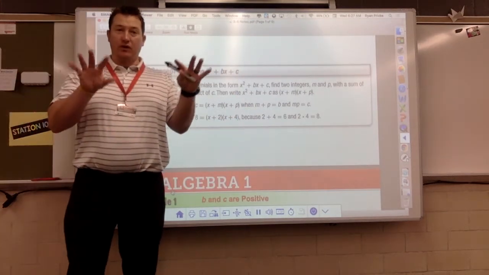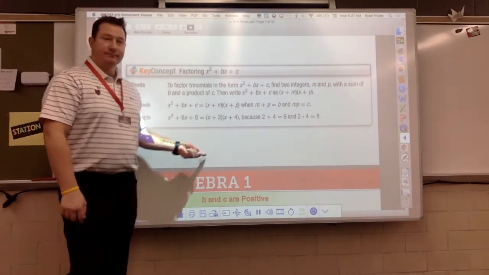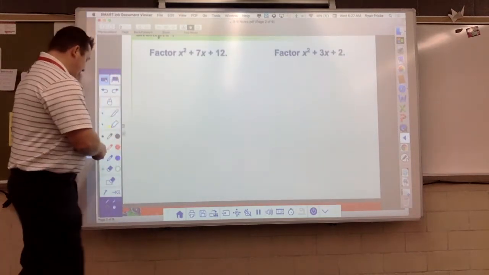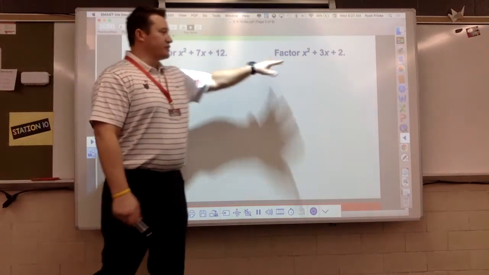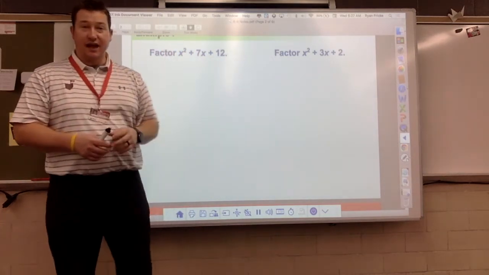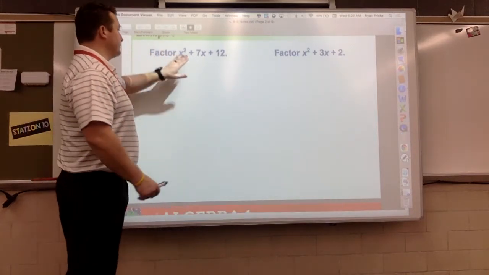So remember when we FOILed, we had two binomials? This is basically the opposite of that. We don't really call it division, but in essence, that's kind of what it is. Okay? All right, so here are our two trinomials. We're going to go through, as you can see, 9 pages worth of good stuff today. So here's what we do.